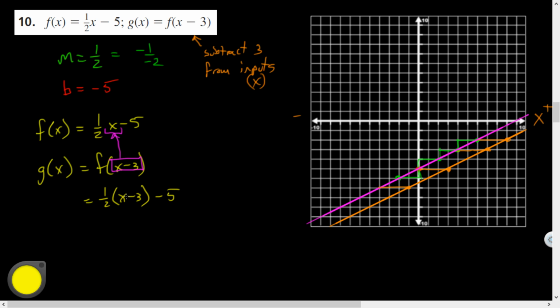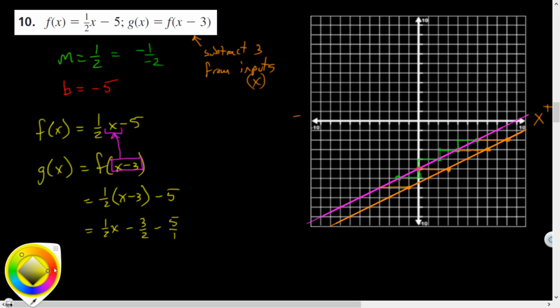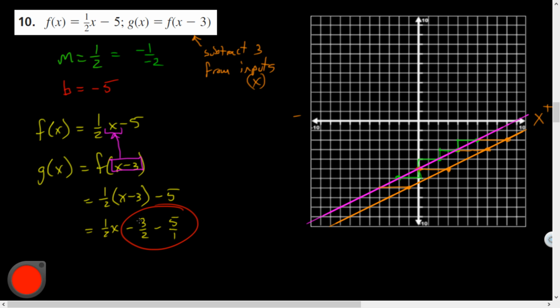I would have to distribute this. So that would be 1/2 x, and what's half of -3? Well, we would call that -3/2. I realize we haven't done a lot of fraction work yet. -3/2 combined with a -5. I could put the 5 over 1. Does anyone know how to combine fractions? It's tricky. You got to get a common denominator. So between 1 and 2, what's common between them? What's a number that both of those go into?